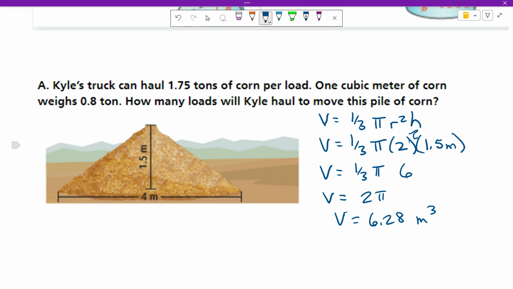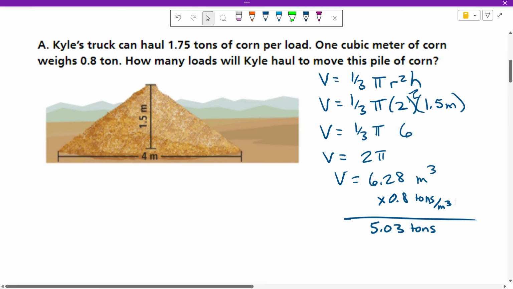So 1 cubic meter weighs 0.8 tons. So if we know we have 6.28 cubic meters, how much does it weigh? Should we multiply or divide? Multiply. Multiply by tons per cubic meter. 0.8 tons per cubic meter. So then we'll end up with tons. What's 6.28 times 0.8? 5.03 tons. And he can haul 1.75 tons per load.